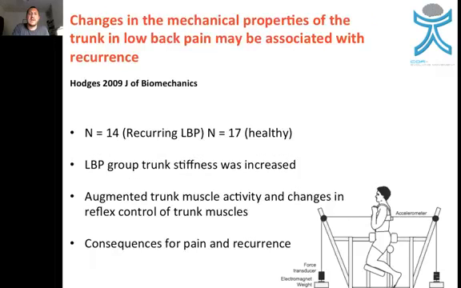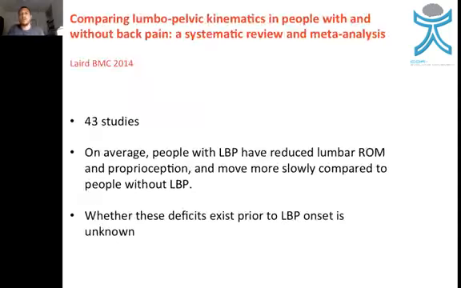We have a paper from Laird that compared lumbopelvic kinematics in people with and without back pain. 43 studies found on average people with lower back pain have reduced range of movement, difference in proprioception, and moved more slowly. Again, this is probably to do with changes within active stiffness of the trunk. And again, whether these deficits exist prior to lower back pain, I don't know.